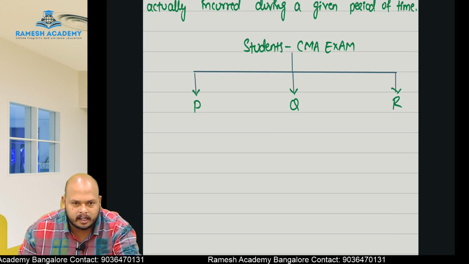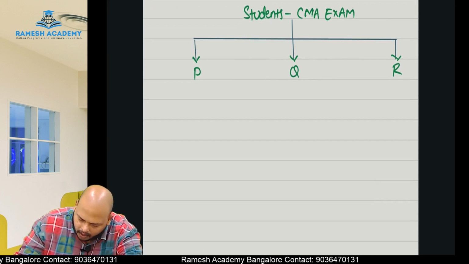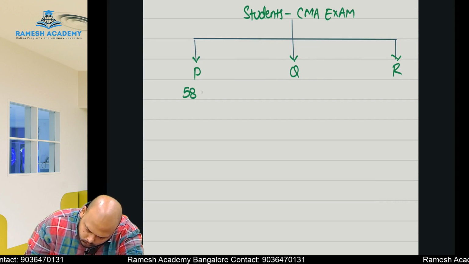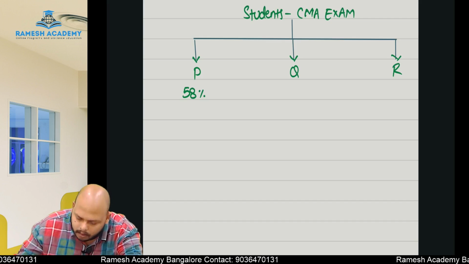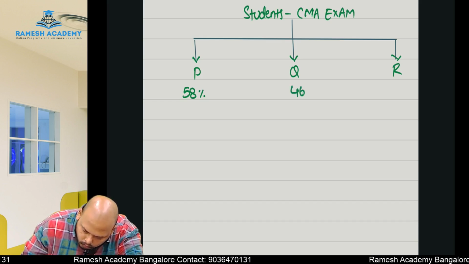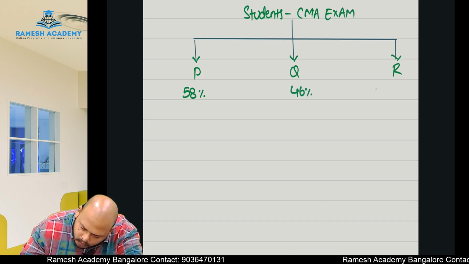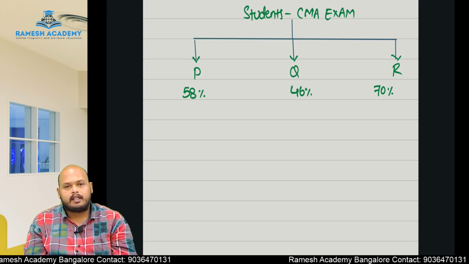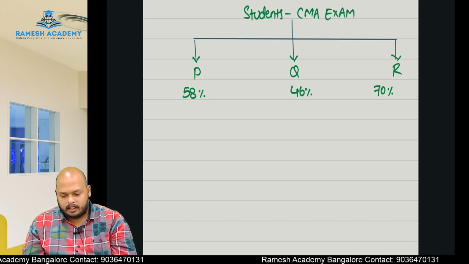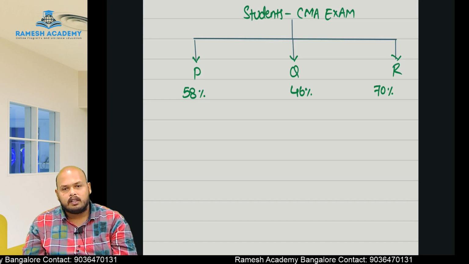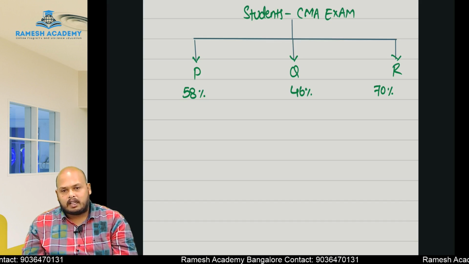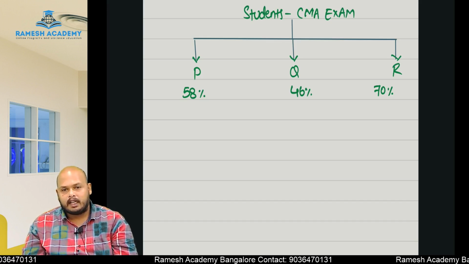Now let us see their results. P scored 58%, Q scored 46%, R scored 70%. So these are their results. P scored how much? 58%. Q scored how much? 46%. R scored how much? 70%.